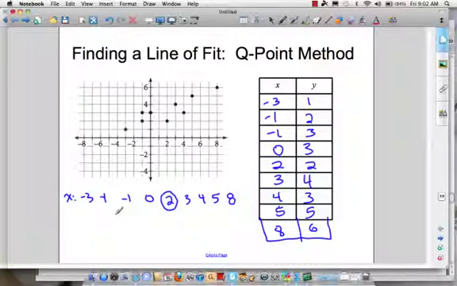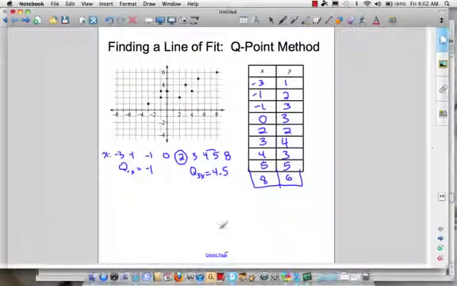And then the Q1 for x, I'm going to call it Q1x, is going to be right in between these two. And since they're the same, it'll just be -1. And then Q3 for x is right in between 4 and 5, so it will be 4.5.